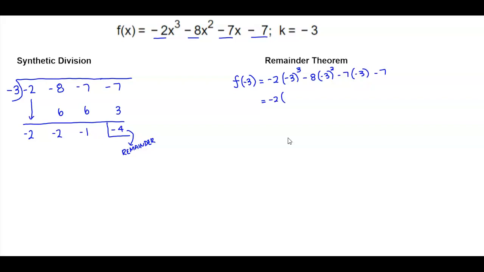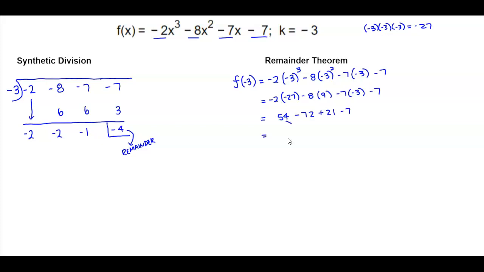So we have negative 2 times negative 3 cubed. Well, negative 3 times negative 3 times negative 3 is negative 27. So this gives us negative 27 minus 8 times negative 3 times negative 3, which is going to give us positive 9. Minus 7 times negative 3 minus 7. Okay, now we're going to go ahead and do multiplication. Negative 2 times negative 27 is going to give us positive 54. Minus 8 times 9 is going to give us minus 72. Minus 7 times negative 3 is plus 21, and then that's minus 7.